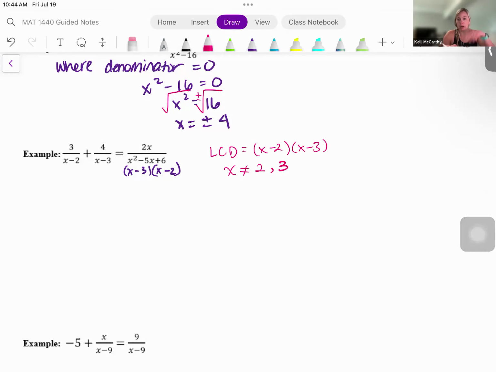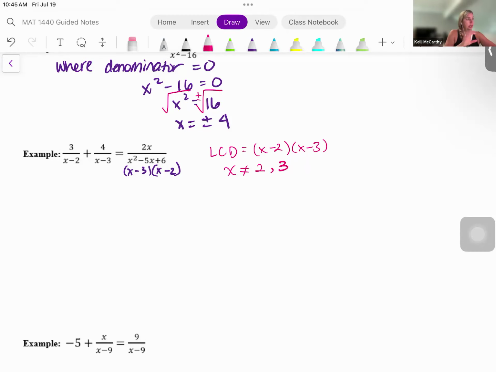So when we solve our equation, once we clear out those fractions, we're going to end up with something either linear or quadratic, some polynomial equation that doesn't have any restrictions. We have to check against the original to make sure that the solutions we get from that modified equation are still within the possible solution set of the original equation.